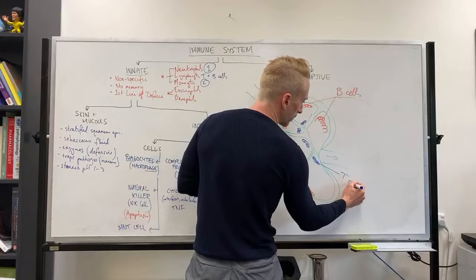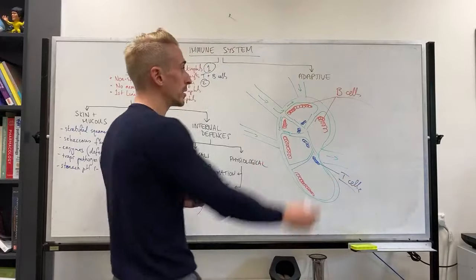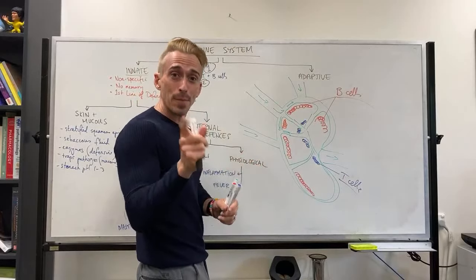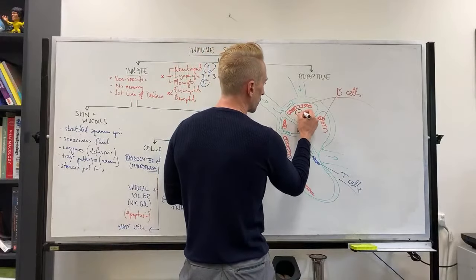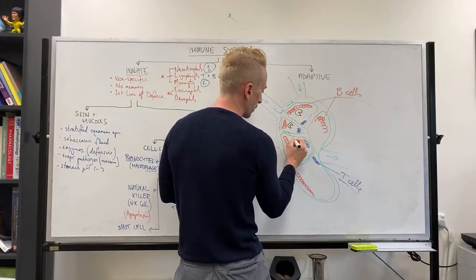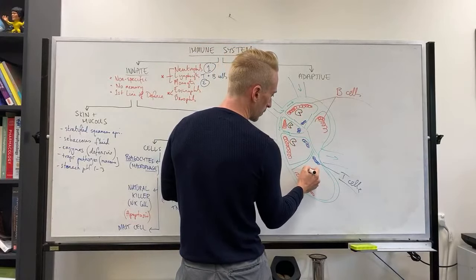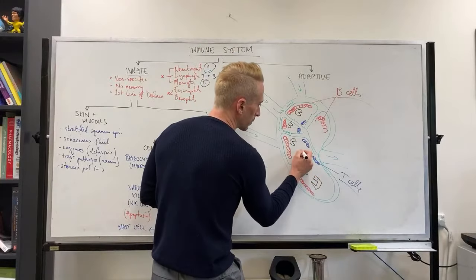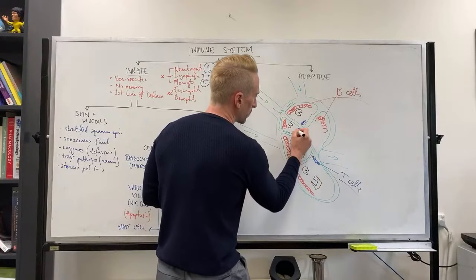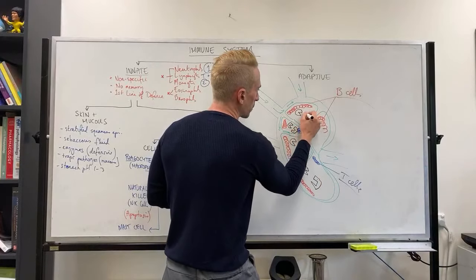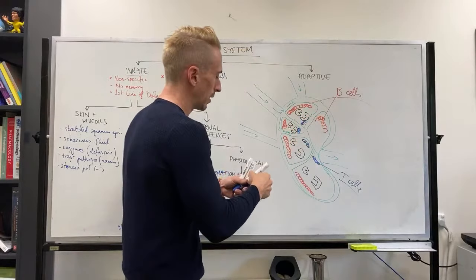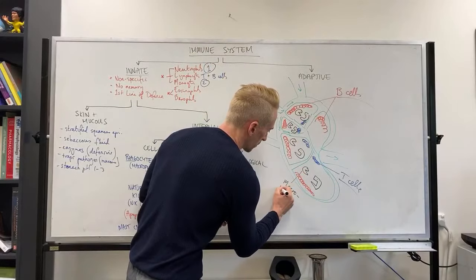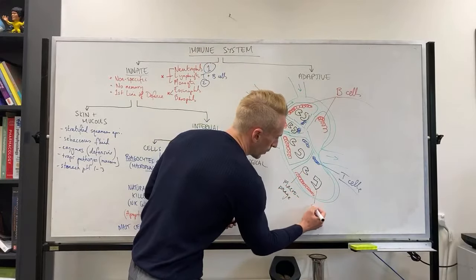They're both part of the adaptive immune system, which we're yet to discuss, but we're starting to discuss it here. And then in the middle, what we have are macrophages and dendritic cells. Okay, let's label them. Macrophage and dendritic cell.